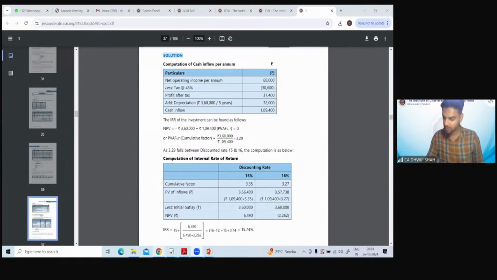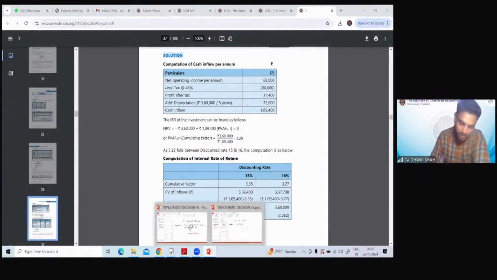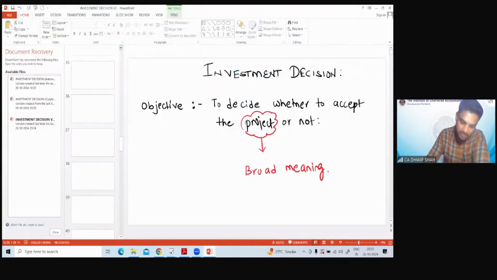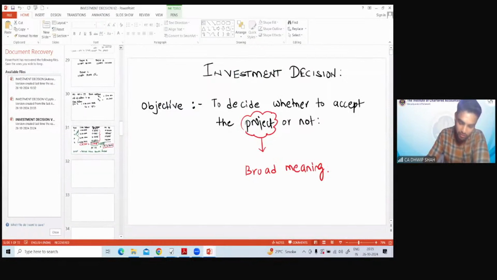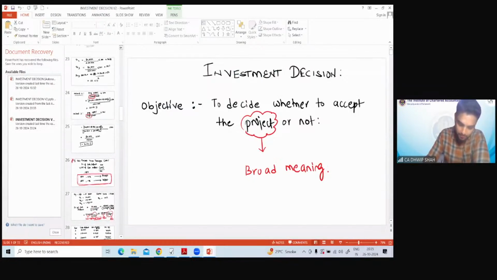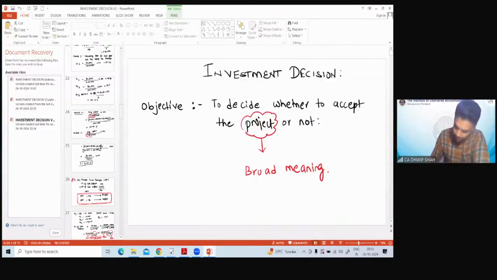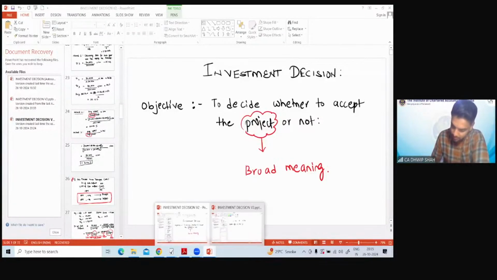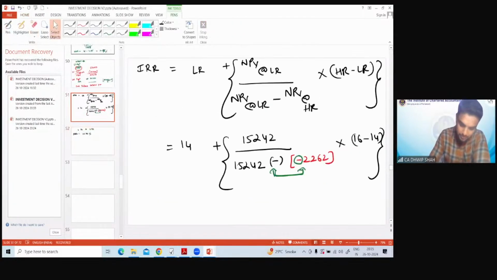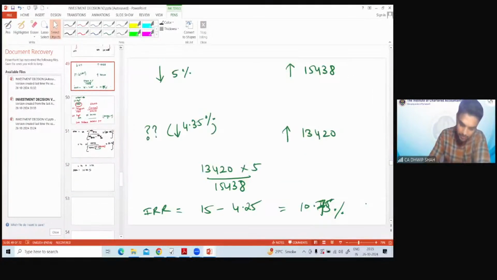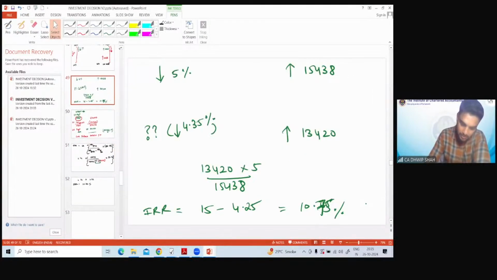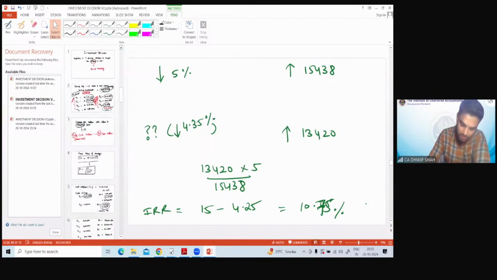Sir, please repeat the interpolation technique. What interpolation? You want to understand the interpolation technique? Yes sir. Oh, okay. I think you should ask this question when we were solving interpolation. Let me get back to the illustration.